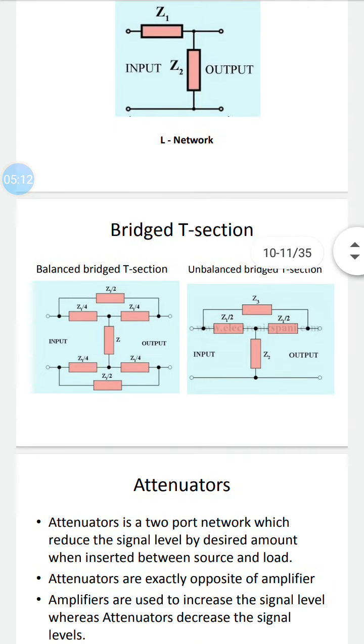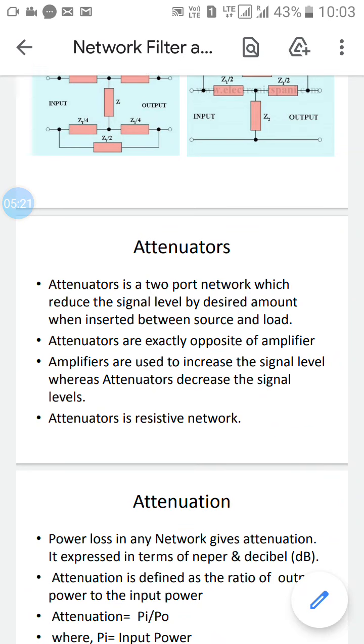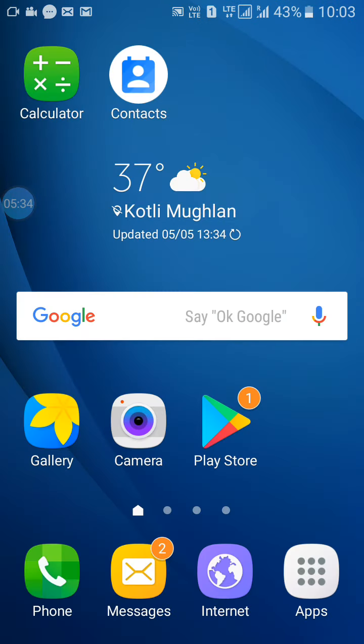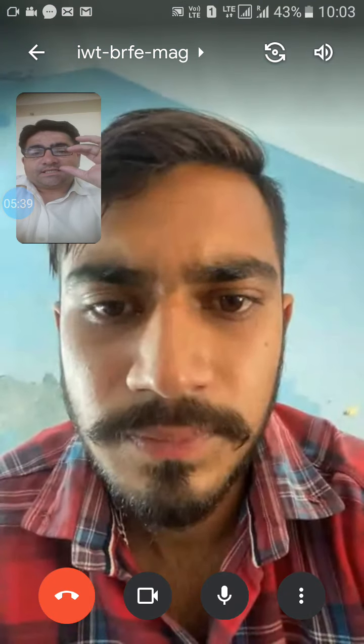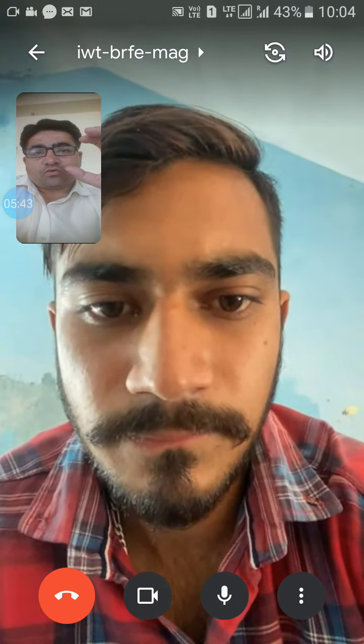Now we will have attenuators. An attenuator is a two-port network, inserted between source and load, which reduces the signal level by the desired amount. Attenuators are exactly opposite to amplifiers. An amplifier increases the signal level, whereas an attenuator decreases the signal level. So what do we mean by attenuators?